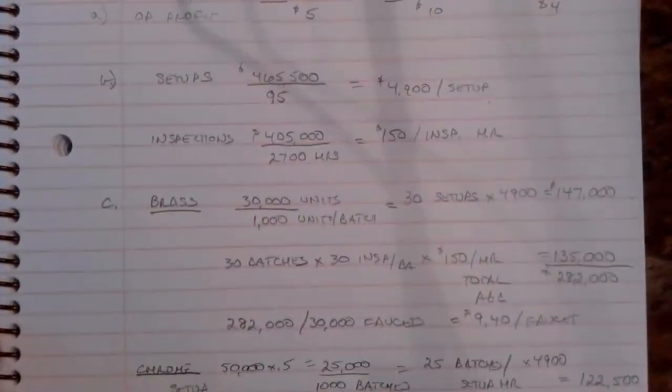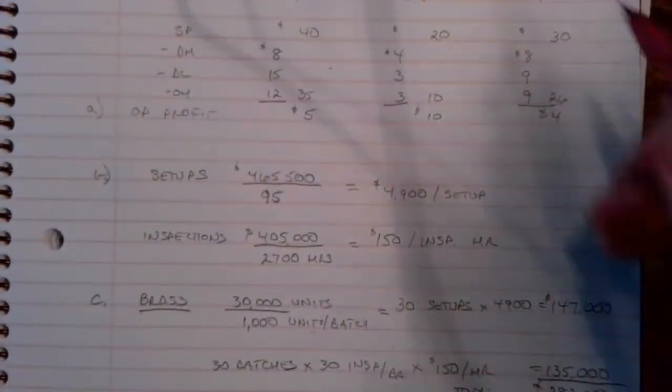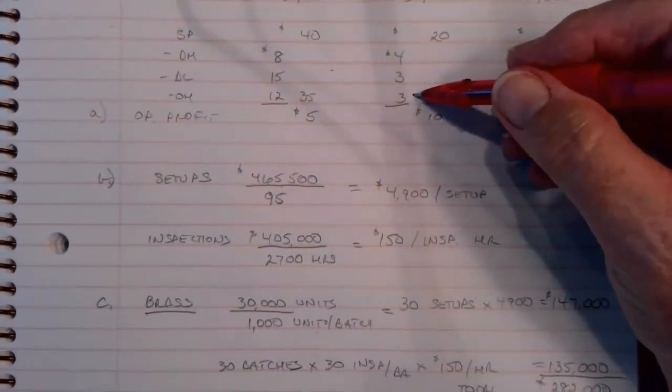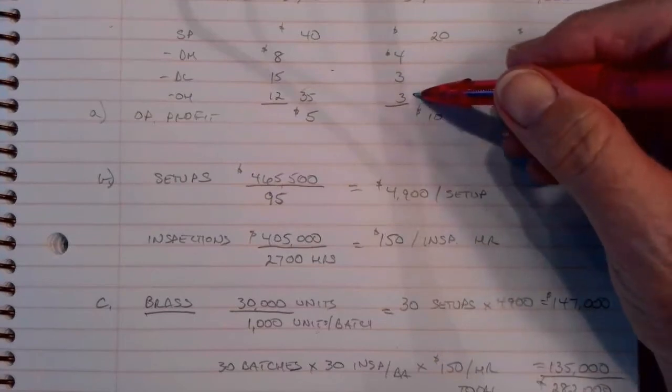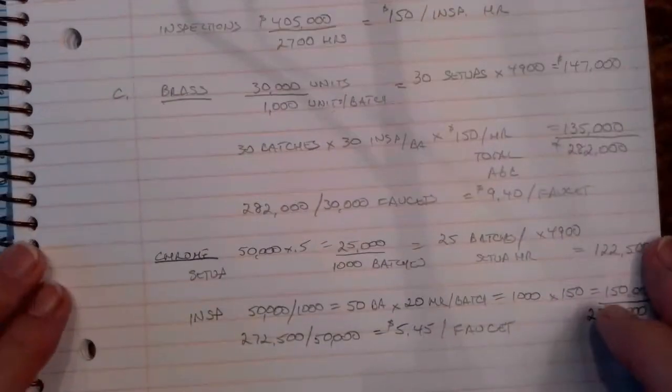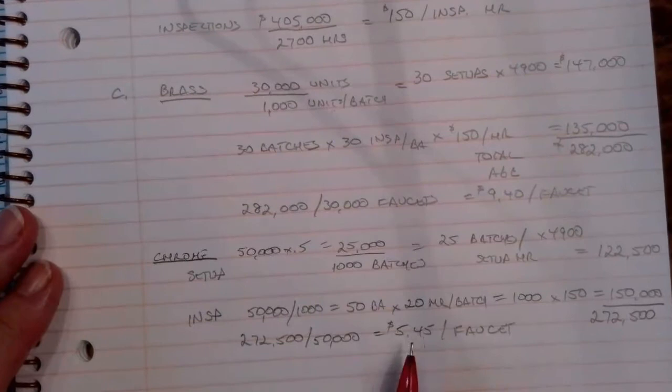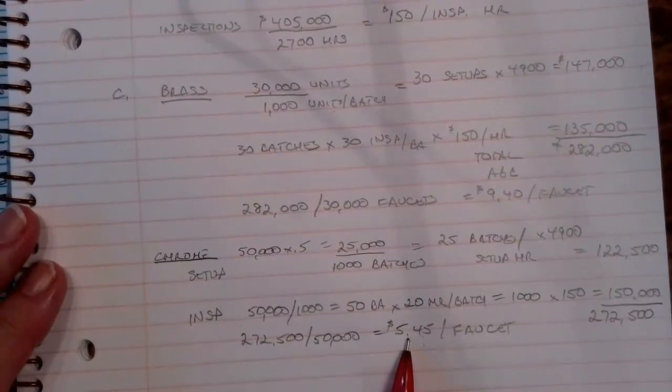Now you can see under traditional overhead allocation, we allocated $3 per faucet. This came out to be $5.45, so that's a big difference. Okay, we got one more to go. And that would be the white one, right? White.